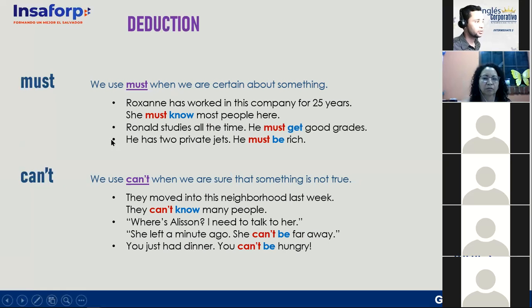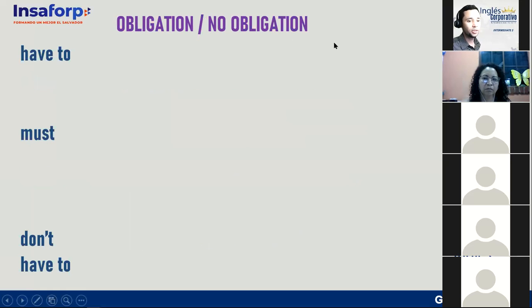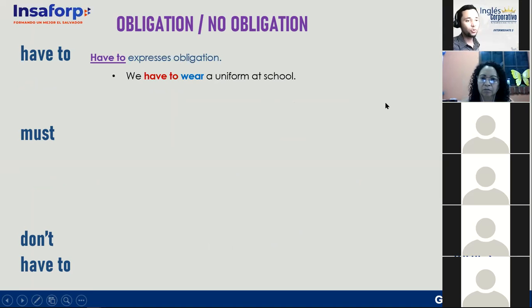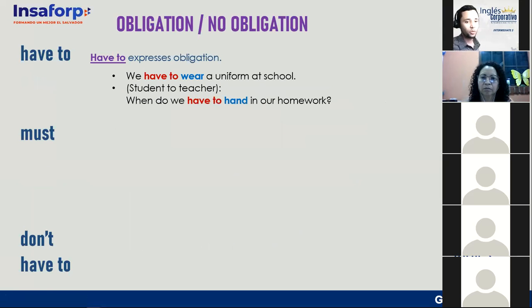And the final slide, obligation and no obligation. Have to expresses obligation. We have to wear a uniform at school. From a student to the teacher: When do we have to hand in our homework? Mike has to work tomorrow, so he can't come.